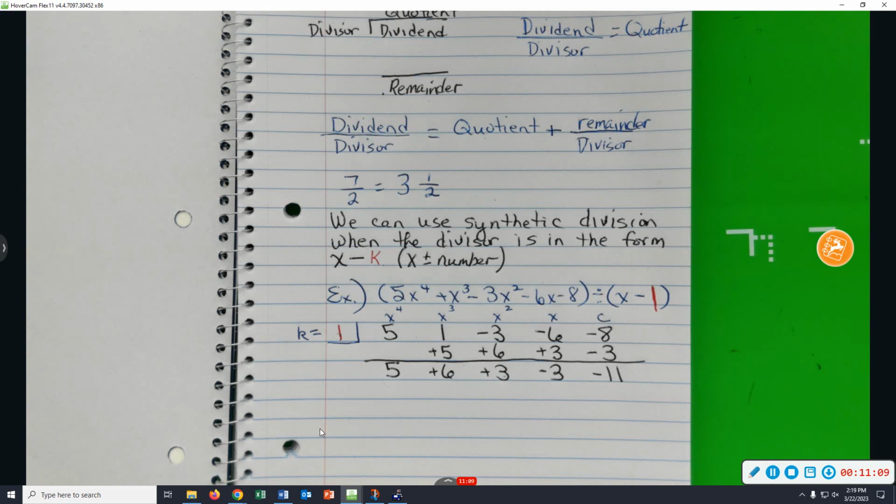If I just looked at this, not knowing how to do it, would that help me? Where are these numbers coming from? I might be tempted to think you should fill in that line right there, the +5, +6, +3, and then this be the last line you fill in, but no.